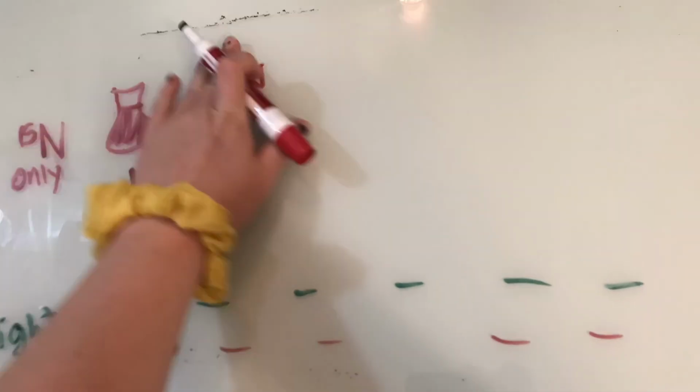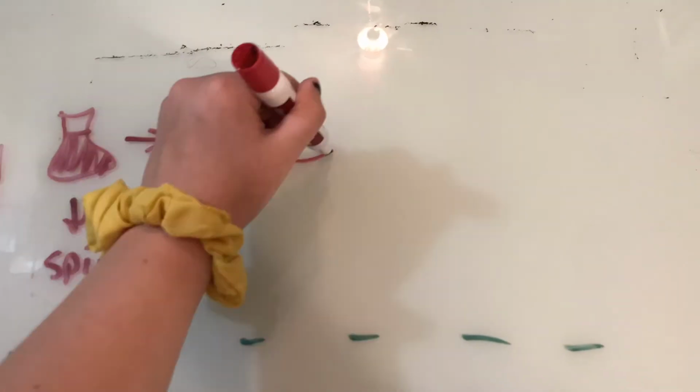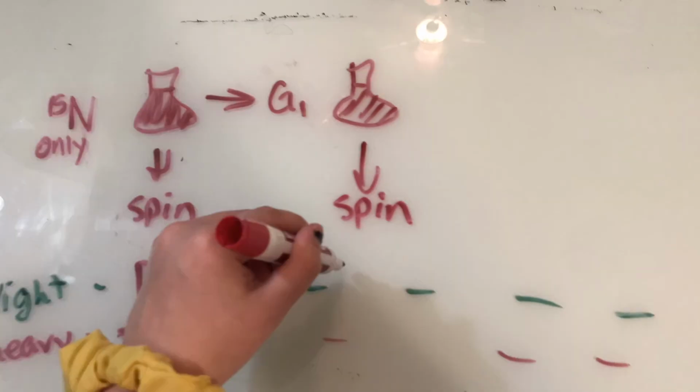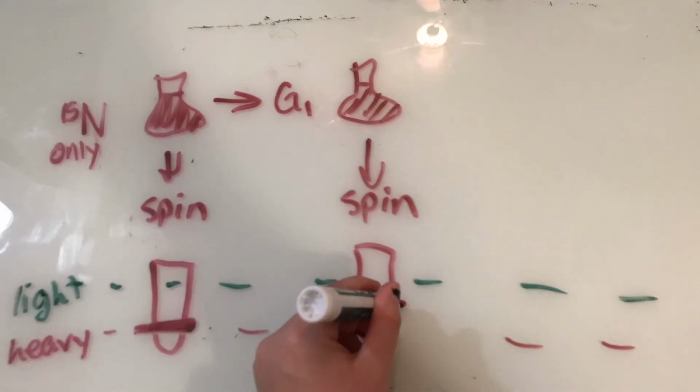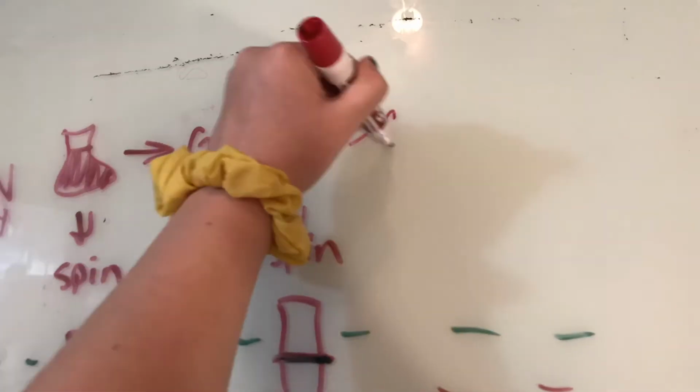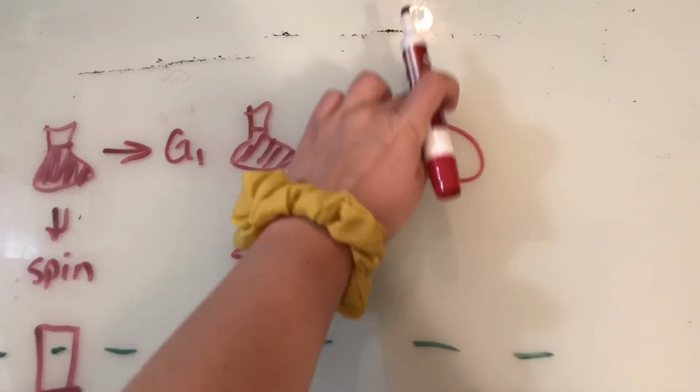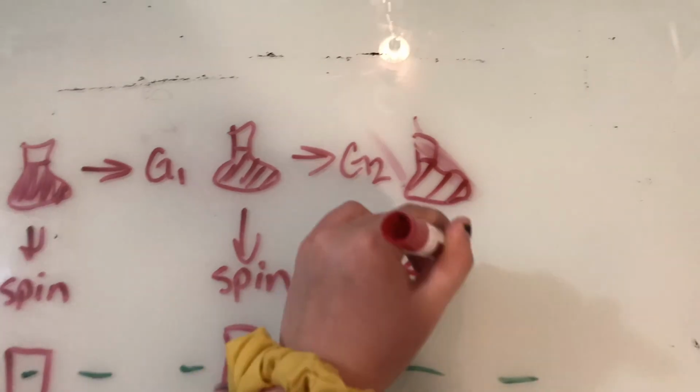The next generation, which contained both N14 and N15, also produced one band. However, this band was higher than the first band, indicating that N14 and N15 had mixed together and created a hybrid. This rules out conservative DNA replication.